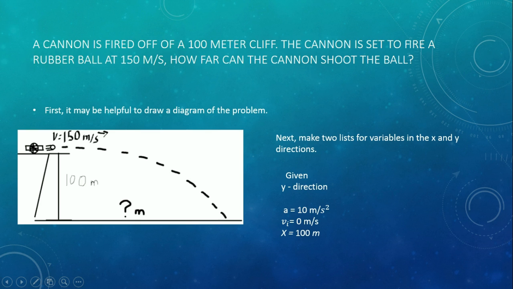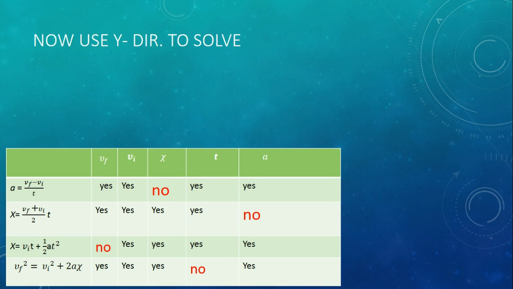So there's 3 pieces of information there. In the x direction, we know 2 things. The acceleration is 0, and the velocity is 150 meters per second. And we need to solve for the displacement in the x direction, or the range. So since we have 3 pieces of information in the y direction, I'm guessing we need to solve there first. And what are we trying to solve in the y direction?